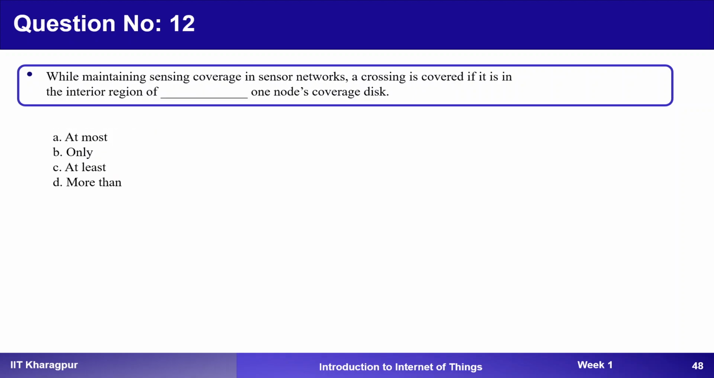Application layer. Right. While maintaining sensing coverage in sensor network, a crossing is covered if it is in the interior region of blank one node's coverage disk: at most one, only one, at least one, more than one. It is at least one. See, if there is one node, it means that area is covered. But if there are more than one nodes, then also that area is covered, right? So there should be at least one node present in order to cover that area.